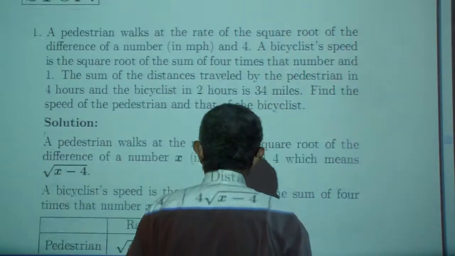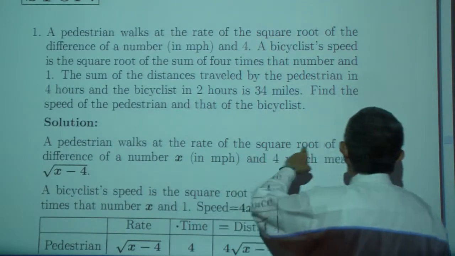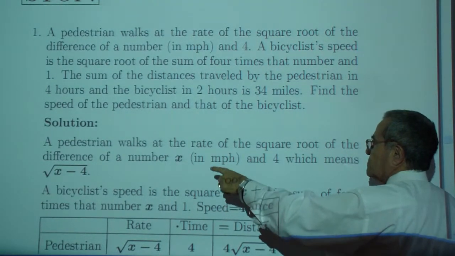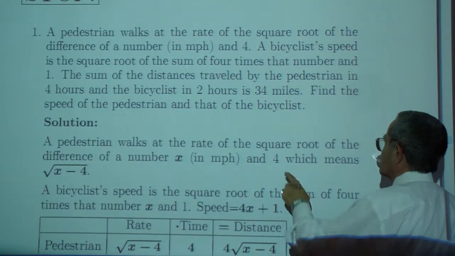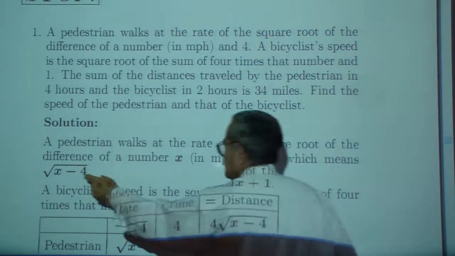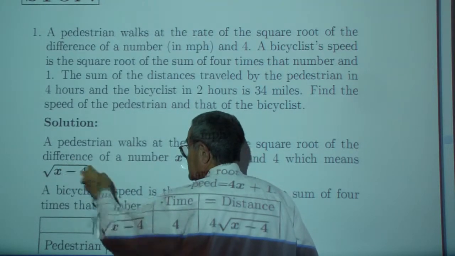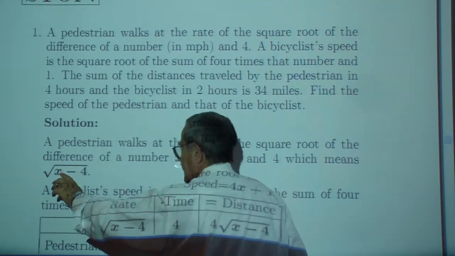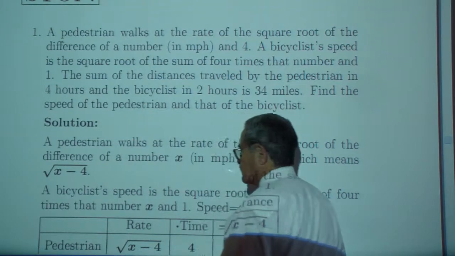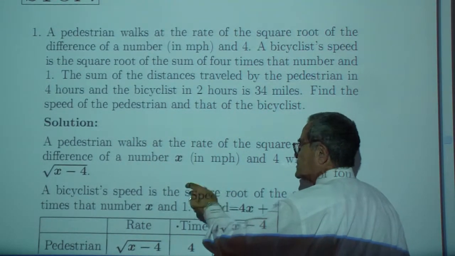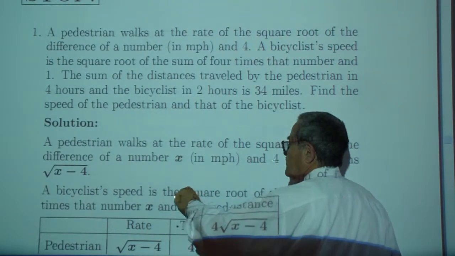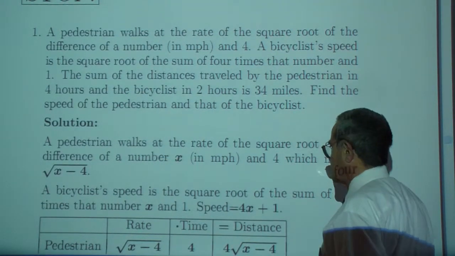Okay. The pedestrian walks at the rate of the square root of the difference of a number and 4. The square root of the entire difference, not square root of x and then from that square root you subtract 4. Because it's the square root of the difference. If it was the difference of the square root of a number, then that would have been correct.